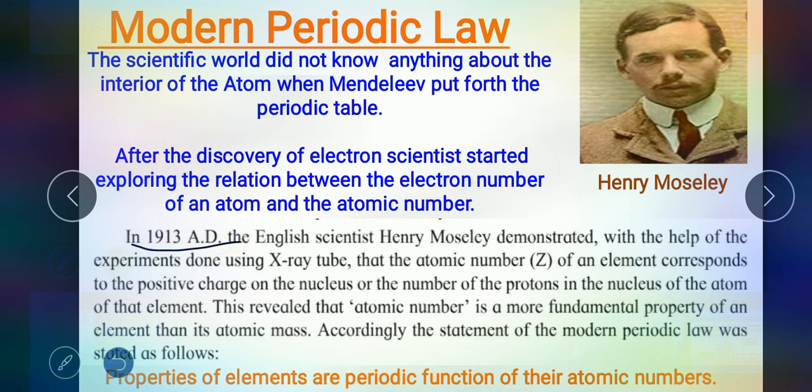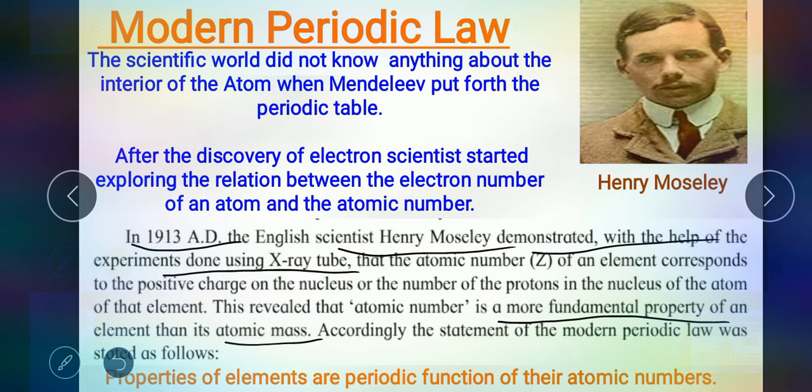In 1913 AD, the English scientist Henry Moseley demonstrated, with the help of an experiment done using an X-ray tube, that the atomic number Z of an element corresponds to the positive charge on the nucleus, or the number of protons in the nucleus of the atom of that element. This showed that atomic number is a more fundamental property of an element than atomic mass.